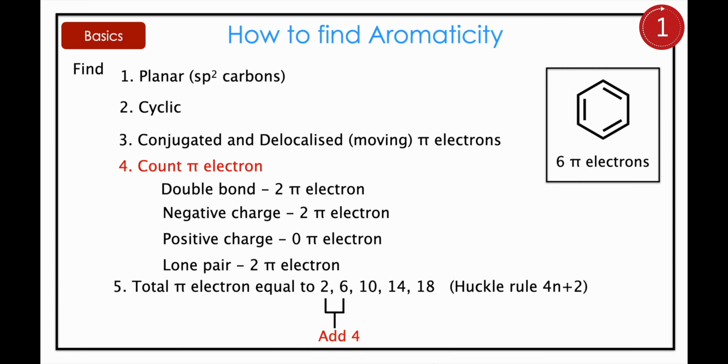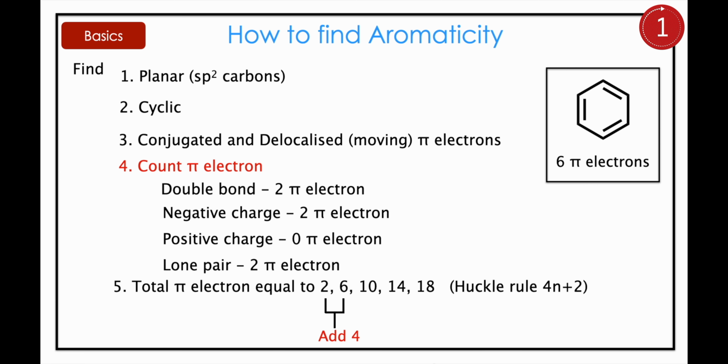Then count the pi electrons. A double bond means 2 pi electrons. A negative charge means 2 pi electrons. A positive charge means no counting of electrons. A lone pair means 2 pi electrons. Lone pair is a little tricky. We will see that later.